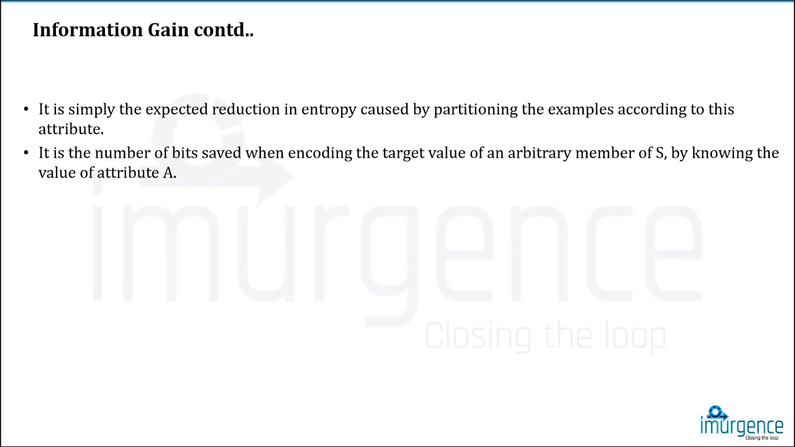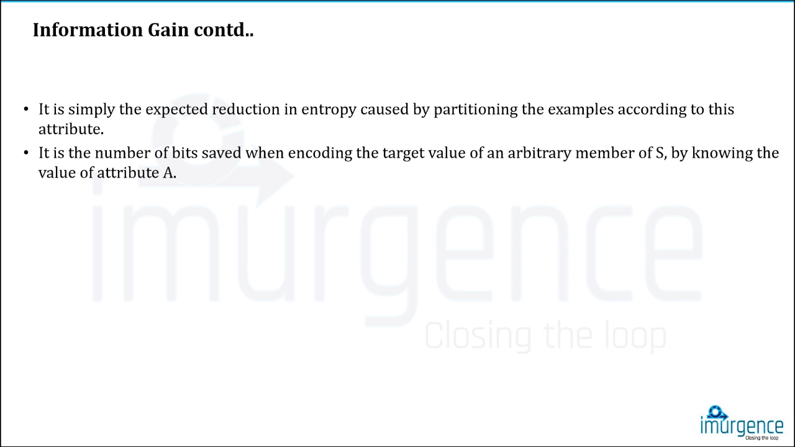So it is simple, the expected reduction in entropy caused by the partitioning of the examples according to this attribute. It's the number of bits saved when encoding the target value of an arbitrary member of S. So that's what we basically do in this whole thing. We try to increase the information gain, we try to reduce the uncertainty in the model.